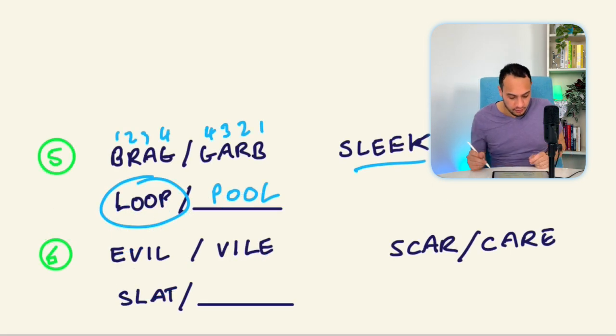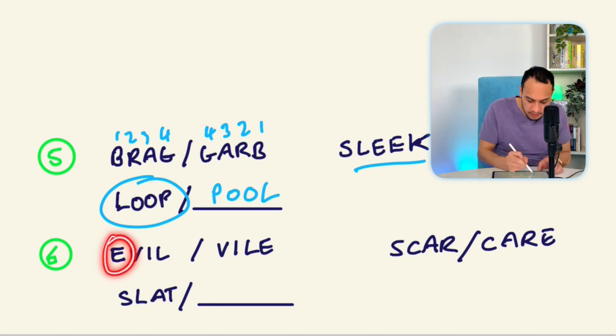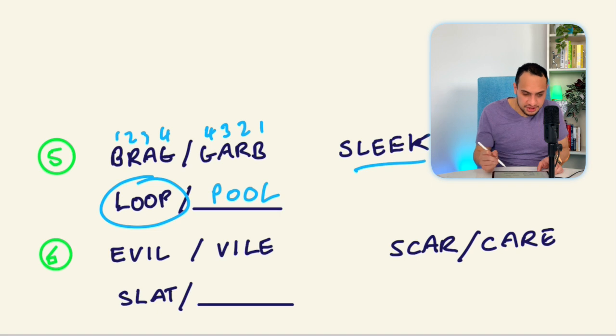Our final one, we've got evil becoming vile. A logic that might work is that the front letter has moved to the back and been taken off. But we've got to check whether that works for our second one. So if you look at scar and care, then if we were to take that and move it to there, it should be cars, but it's not, it's care. Which means that basically the front letter has been taken off and an E has been added at the end.